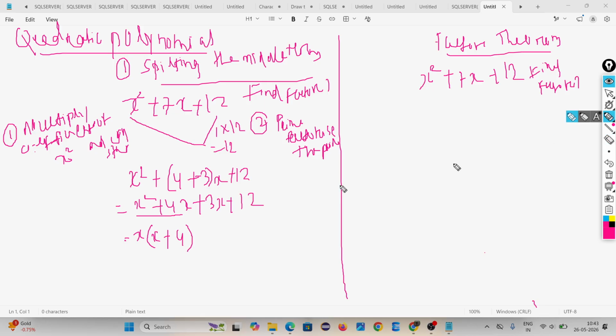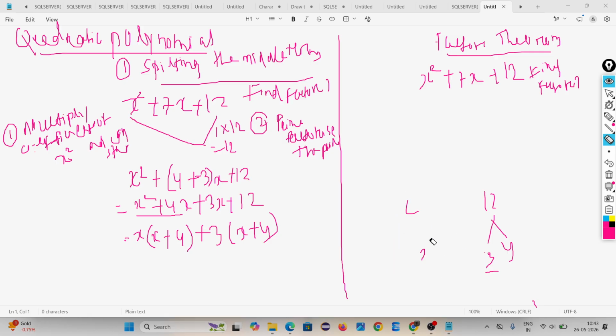Then look at the second two terms, 3x and 12. How is 3x formed? 3 into x. How is 12 formed? 3 into 4. Why am I breaking it down into 3 into 4? Because we are finding the common thing. If I take 3 common, the remaining is x plus 4.